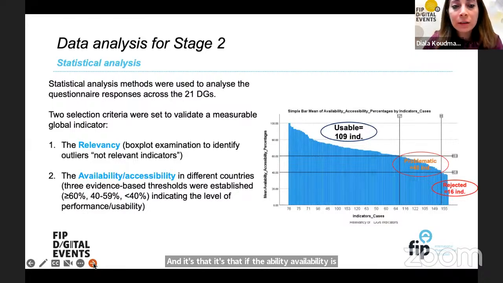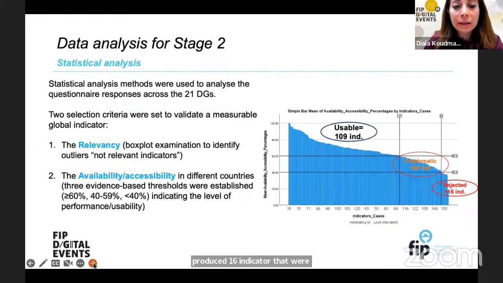For the analysis of this stage, only the relevant indicators which passed the first criterion were used and compared with the country responses to ensure the indicators' availability and accessibility in order to meet the second criterion. And the analysis of this stage generated 109 usable indicators ready to be tested after meeting both criteria, and also produced 40 problematic indicators to be reviewed later, and 16 indicators that were rejected.